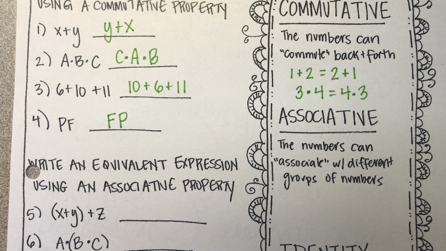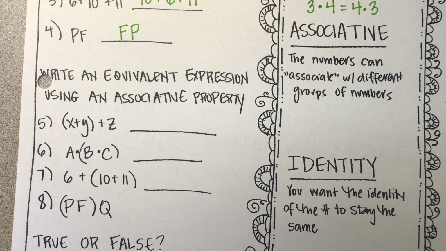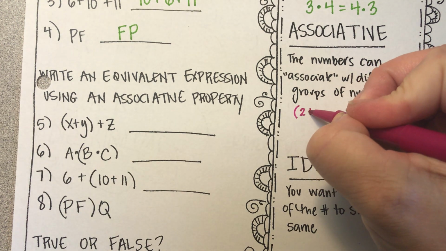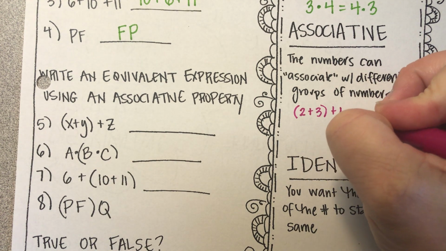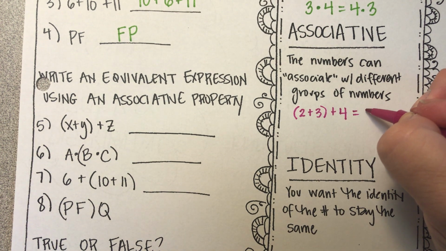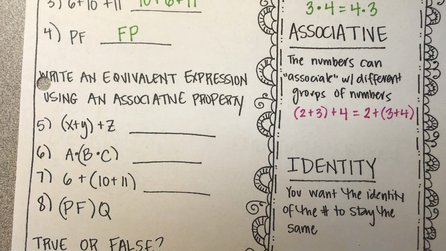For associative, think of your associates, like who you're hanging out with, who you are grouped together with. Associative is when the numbers can associate with different groups of numbers. Again, this is only for addition and multiplication. If I said I want you to do 2 plus 3 plus 4, that's the exact same thing as adding 2 and then the grouped 3 plus 4.